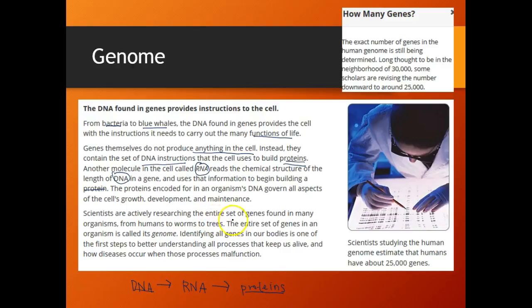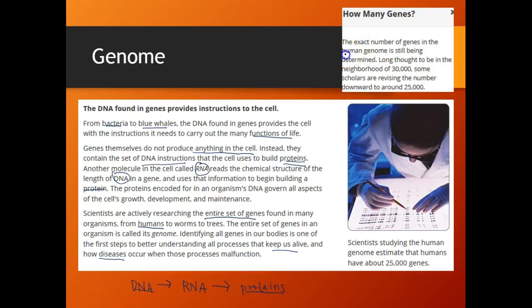Scientists are actively researching the entire set of genes found in many organisms, especially organisms like humans, because that's really important in order to understand what keeps us alive, and also how diseases occur when things don't go as planned. And so scientists are trying to collect as many of the DNA sequences for each of the genes so that we can fully understand how a human body and how different organisms function. So how many genes do we actually have?